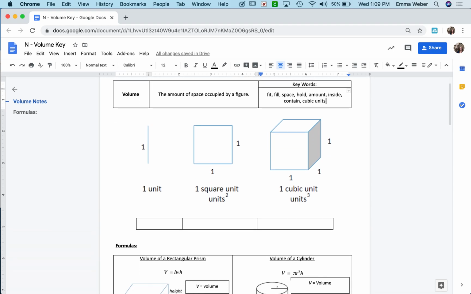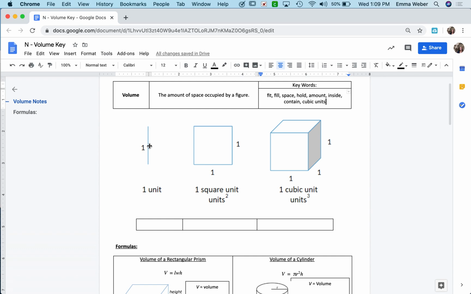So I have these pictures for you here. This is a picture of just a line, and it's measured in 1 unit. So this is just a measurement of length. But back in 5th and 6th grade, you probably explored what it means to talk about area. And area is just how much space a two-dimensional shape covers. So for example, think of the tiles on your floor. How many square tiles would it take to cover your floor? And so we talk about that in terms of area. It's the area of your floor.